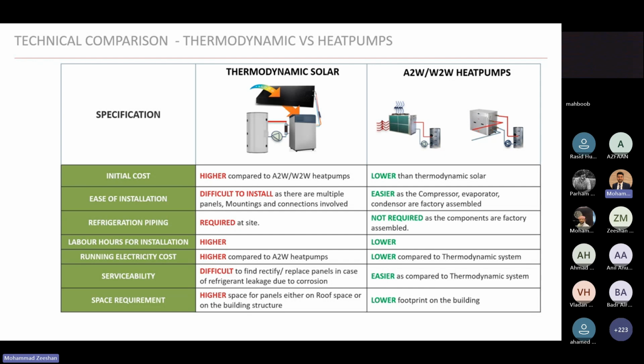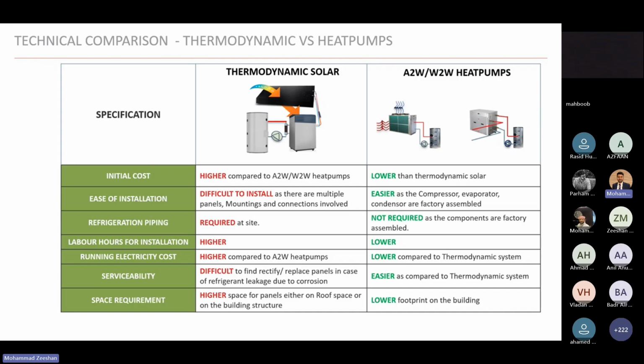We've also put in a comparison with the thermodynamic solar system. The initial cost for the thermodynamic solar system is higher compared to the boiler system and the air to water heat pumps. Ease of installation, it's easier to install a heat pump compared to a thermodynamic solar system, which is, of course, a similar system as the heat pumps.